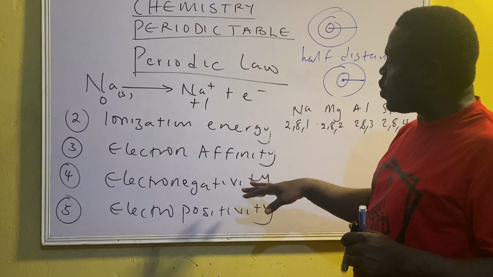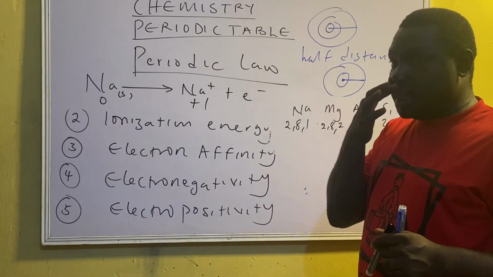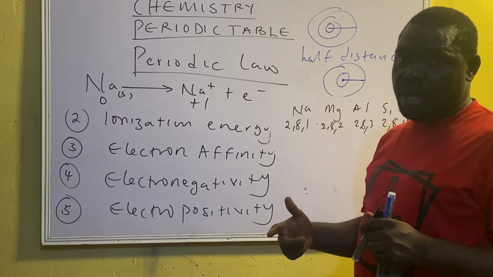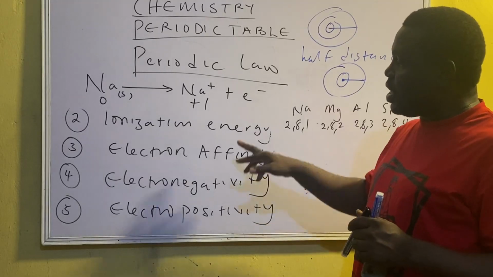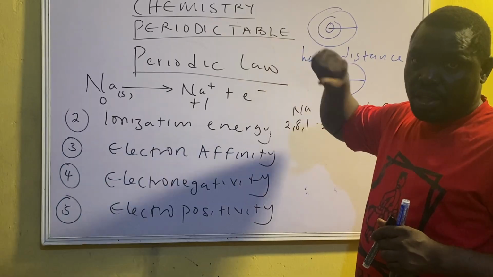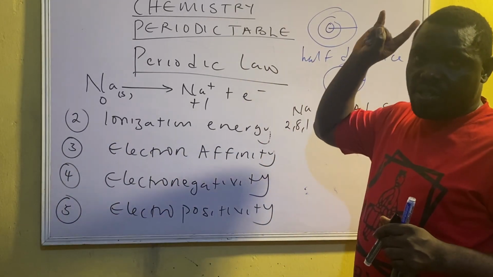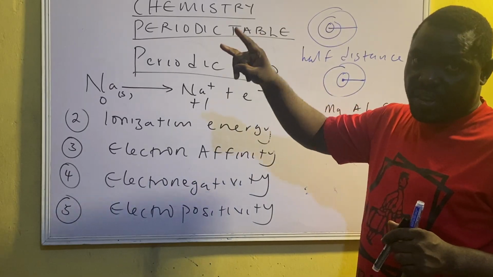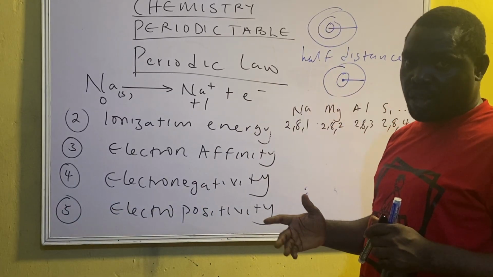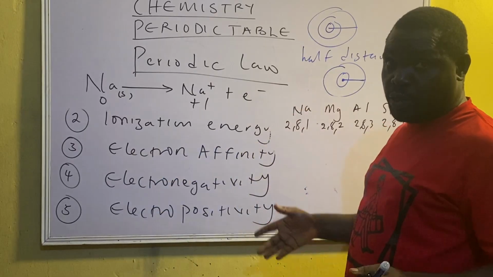And are there factors that affect ionization energy? Obviously, there are factors. And that I'm going to be explaining in another video. There are 5 factors that affect ionization energy. Number 1, we have the atomic radius. Number 2, we have the nuclear charge. Number 3, we have the screening or shielding effect. Number 4, we have the stability rule. Number 5, we have the type of orbital. These 5 things affect the ionization energy, but we're not doing that now.